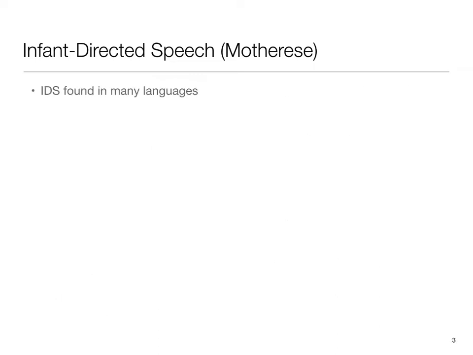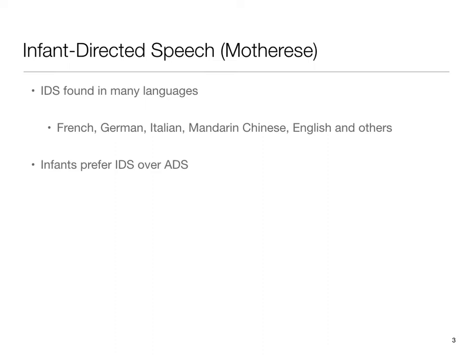Like I said, infant-directed speech is found in many, many languages. For example, French, German, Italian, Mandarin Chinese, English, and others. We see it in many, many cultures around the globe. And what we also know is that infants prefer to listen to infant-directed speech over adult-directed speech. So the idea becomes, okay, this is something that's happening everywhere. We're not doing it on purpose. It kind of just happens. We change our speech when we're talking to babies, and infants prefer to listen to it. So then why is this happening? What is it good for? Why are we all doing this? Why do we all sound like this when we talk to babies?